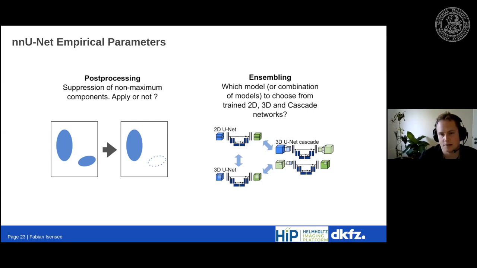But this part here is really something where you can also, if you know a little bit about the data set you're applying nnU-Net to, in theory just pick one configuration and roll with it, and you can save a lot of computation time.